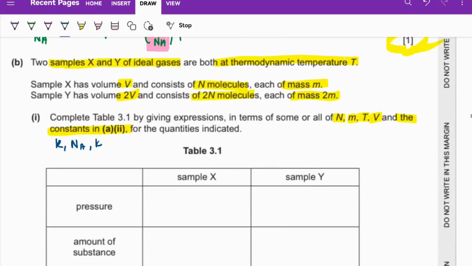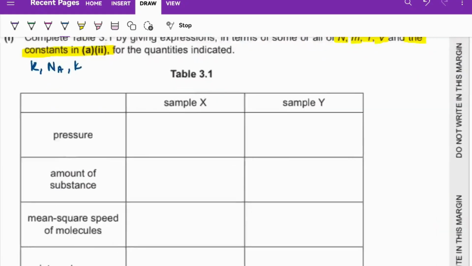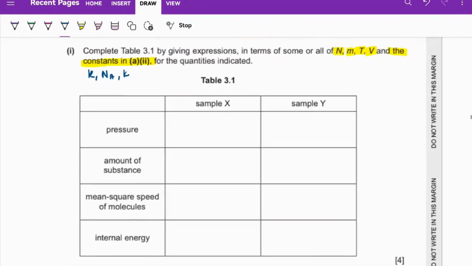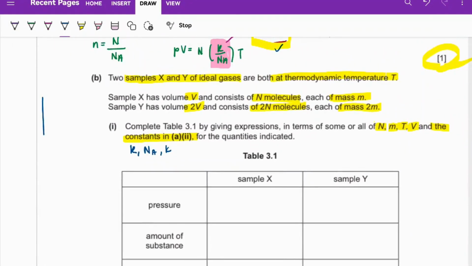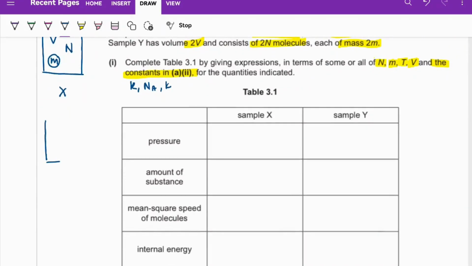Okay, now this is table 3.1. Let's perhaps draw a bit here. Okay, imagine this is X. So we have a molecule of mass m, volume V, and we have n number of molecules. For Y, we have molecules of mass 2m, we have 2n number of molecules, and 2V.